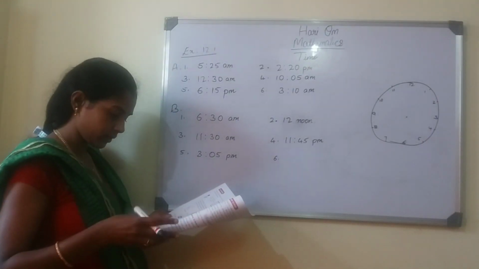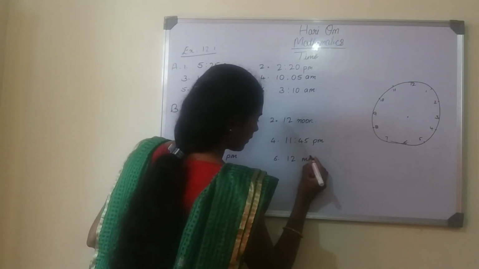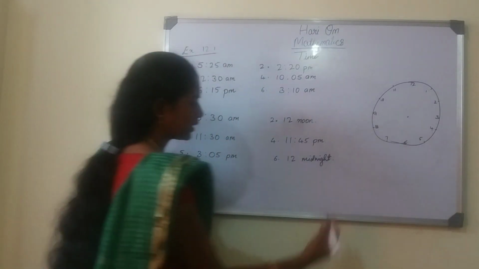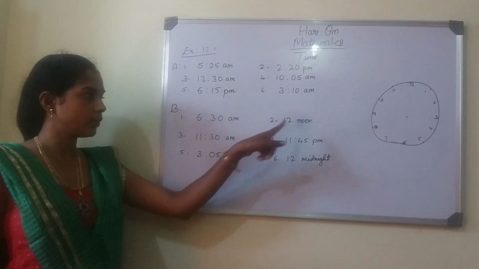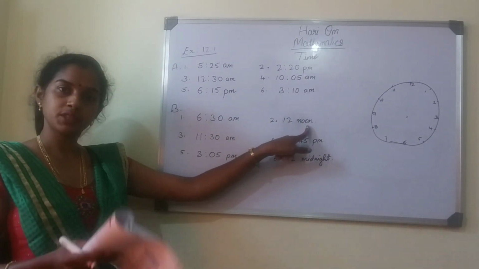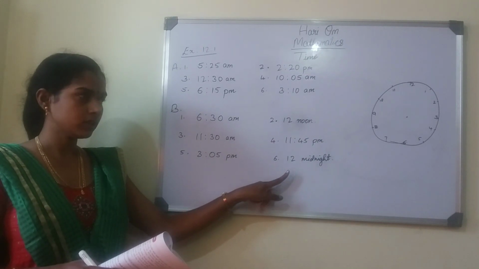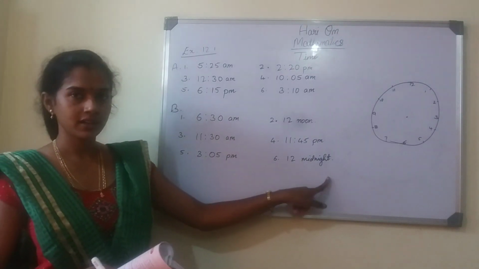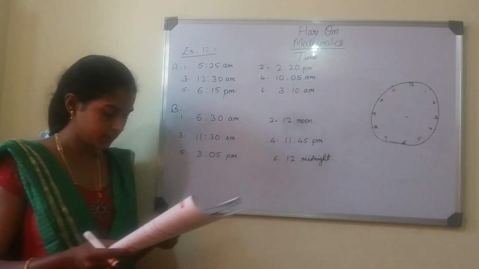Okay. So sixth one, it will be 12 o'clock midnight. Understood, children? It will be 12 o'clock midnight. So 1 o'clock PM changed to 12 o'clock noon, and 1 o'clock AM changed to 12 o'clock midnight. Understood, children? Understood this B main?